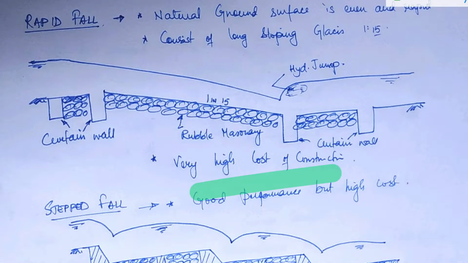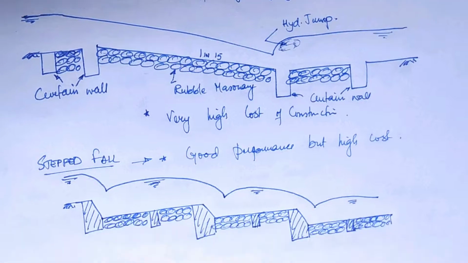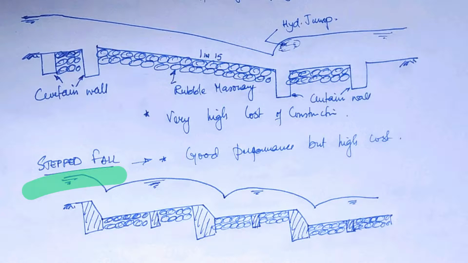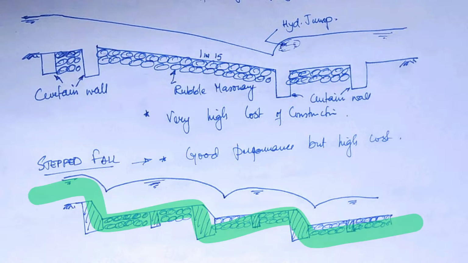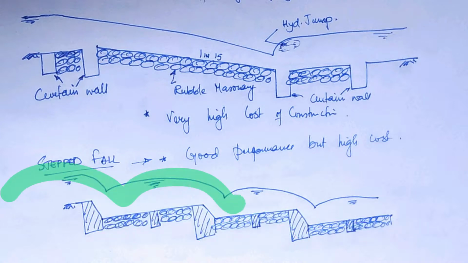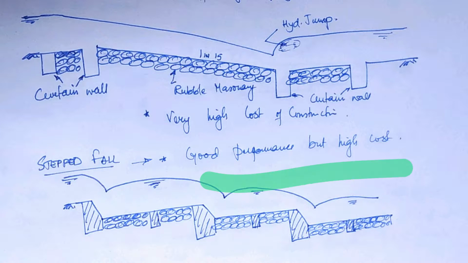An improvement here can be seen from rapid fall to stepped fall. In stepped fall, in place of the sloping glacis, they have given steps, so that there is no sharp fall of the water, and the energy gets dissipated on the way. It shows a very good performance, but the same is the case here as well. The construction cost is actually very high.